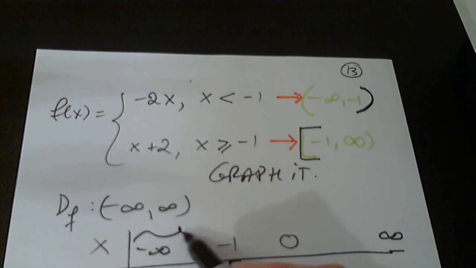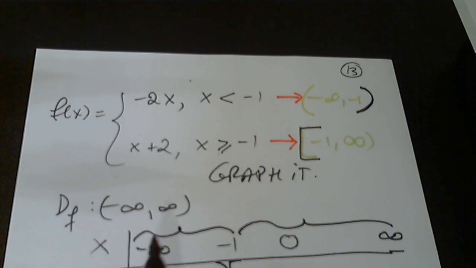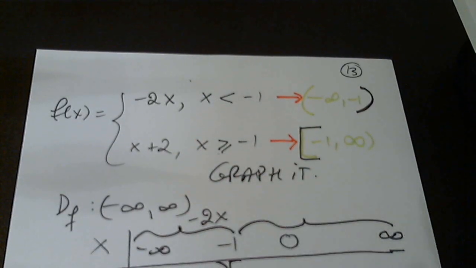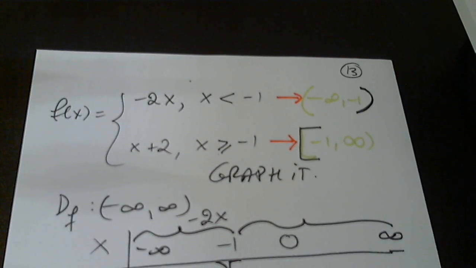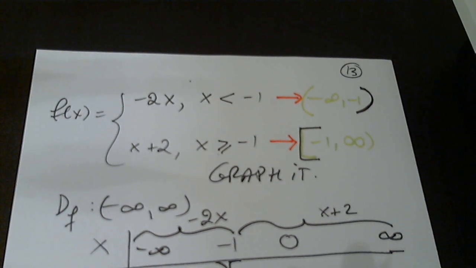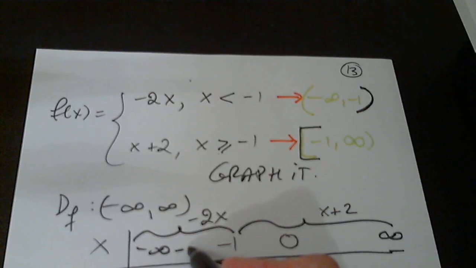I know this is an overkill, but that's okay. Which piece of the function will I have to use between -infinity and -1? -2x. Very good, awesome. And between -1 and infinity, it has to be the other one. Perfect. So to the left of -1, I'm going to use -2x.